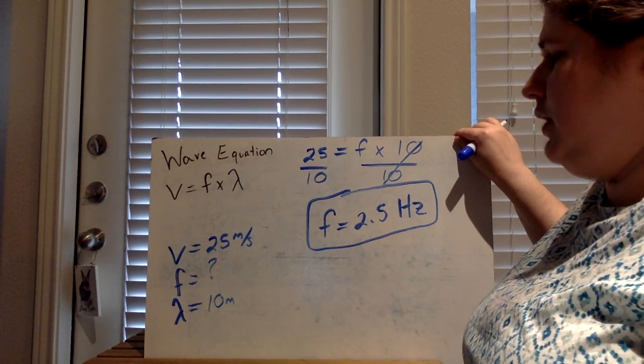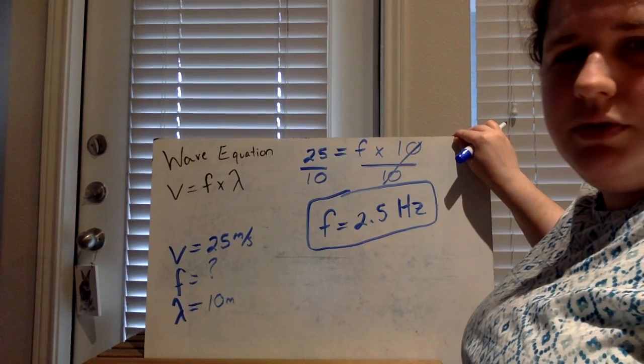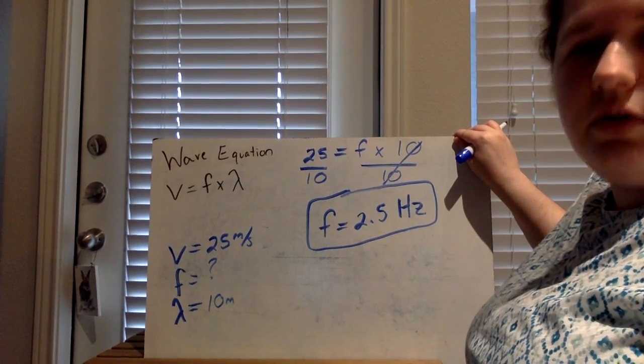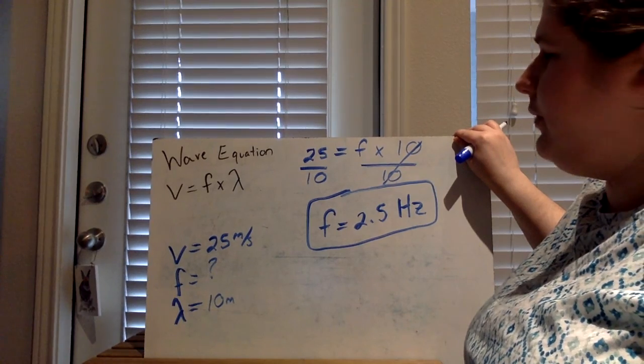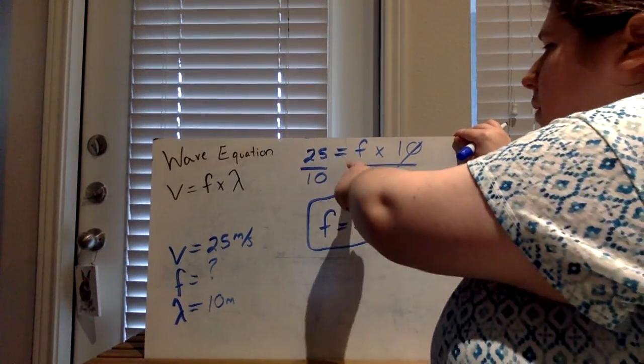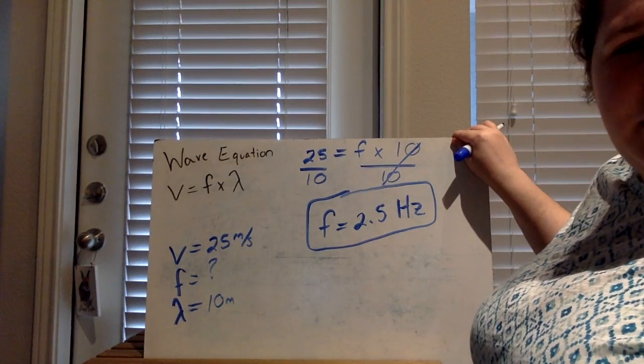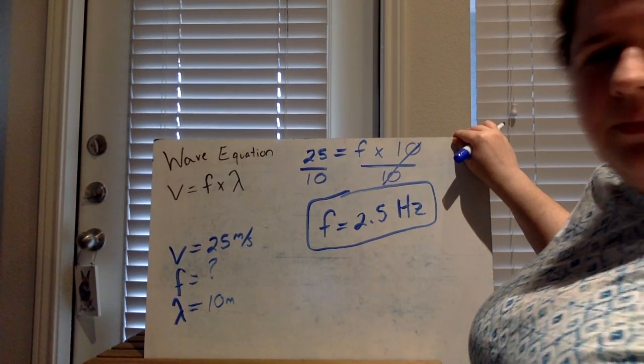And that's all there is to the wave equation. It's basically just being able to identify your variables based on either the unit or based on context clues within the word problem, plugging it into the equation, and rearranging to solve for the unknown value.